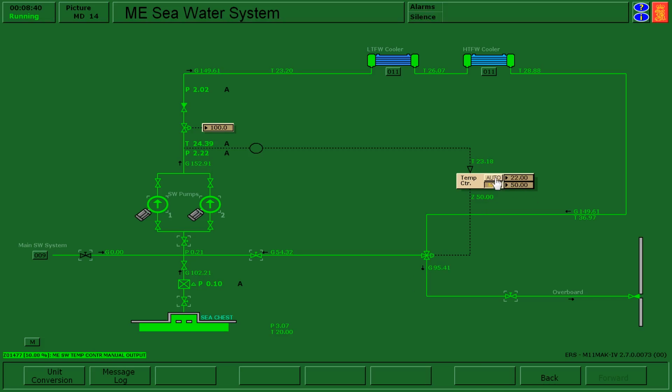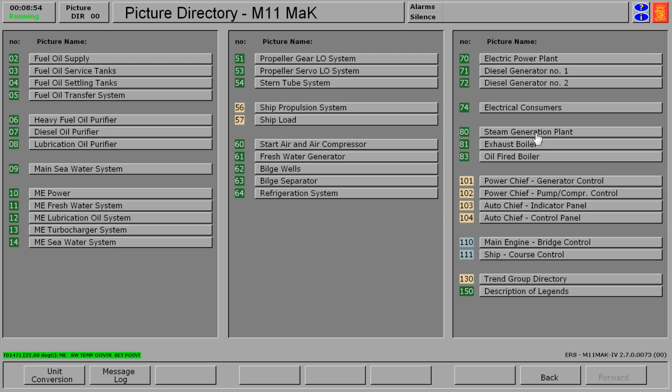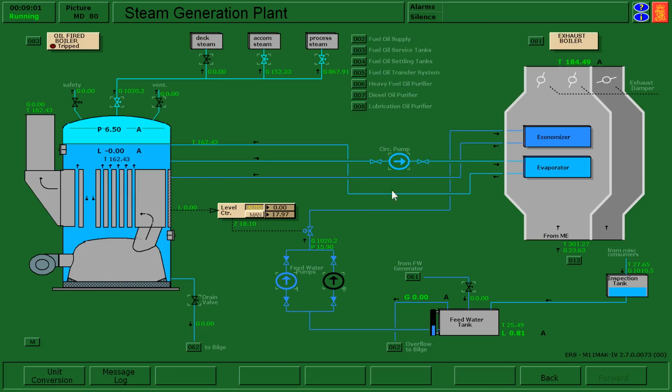Generally what we want to do is keep these in auto unless we're making significant changes. So in order to keep this under control, I'm going to keep it at auto at 22. Here's where it's important. These control systems, I have a similar system to that feed water system when we talk about the boiler itself.